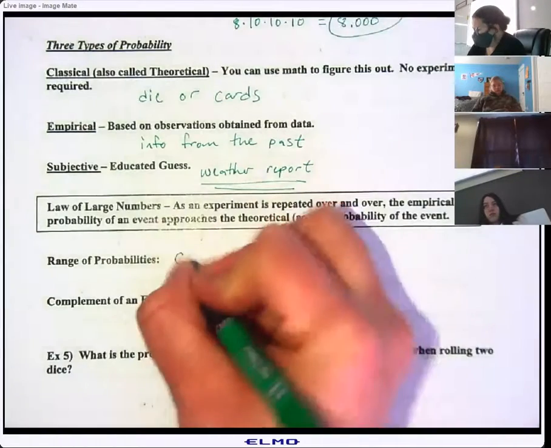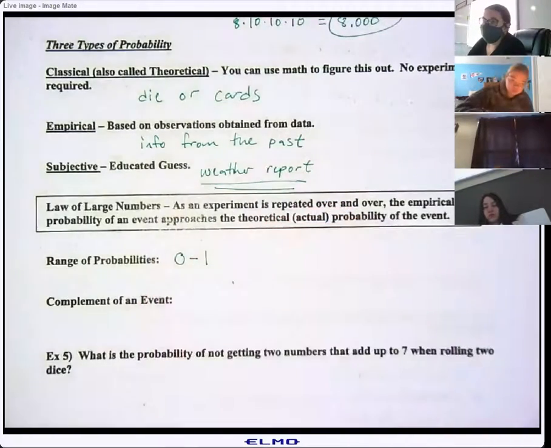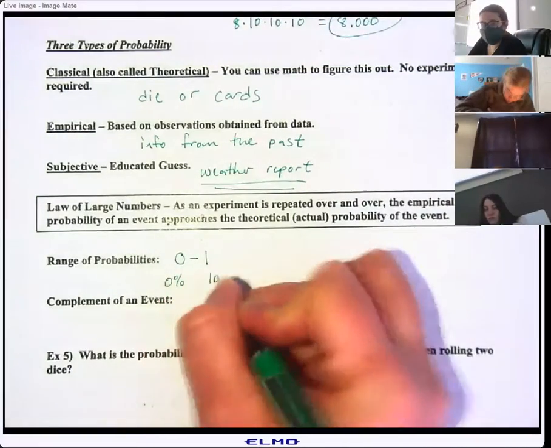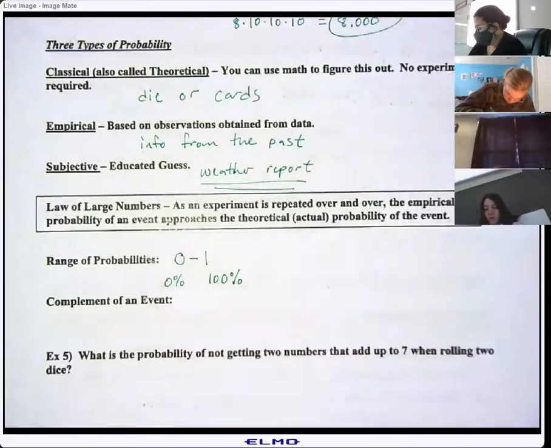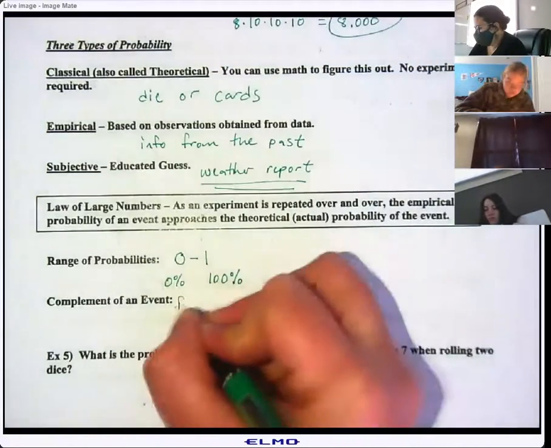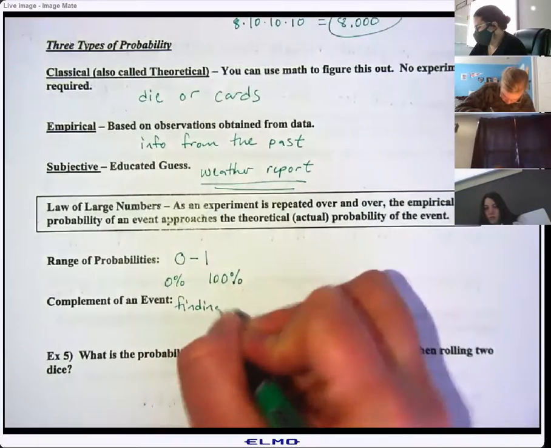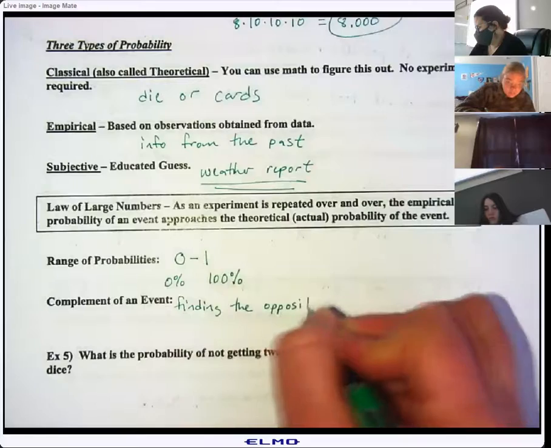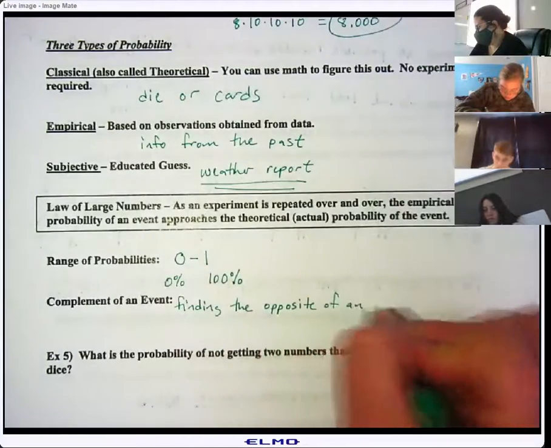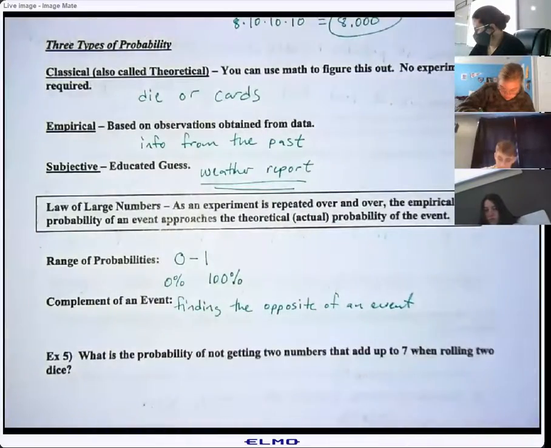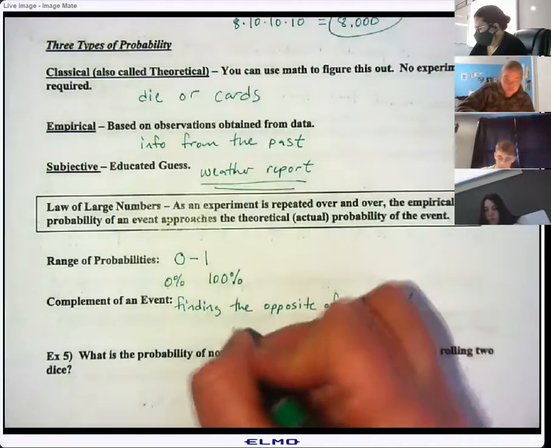The range of probabilities is anywhere between 0 and 1, because 0 is 0% and 1 is 100%. Complement of an event is finding the opposite of an event and then subtracting from 100%.